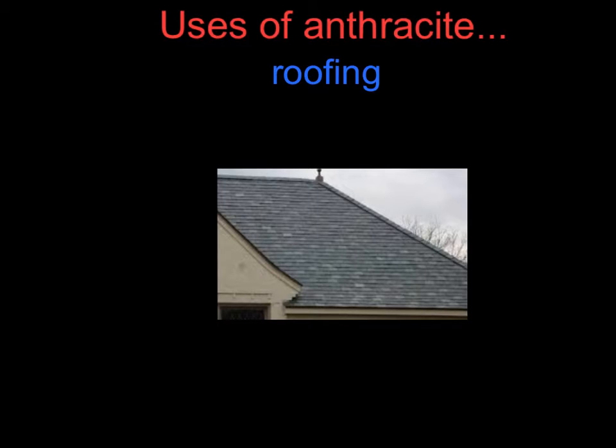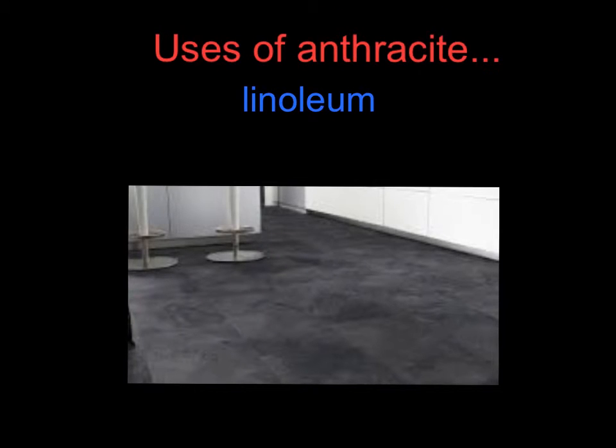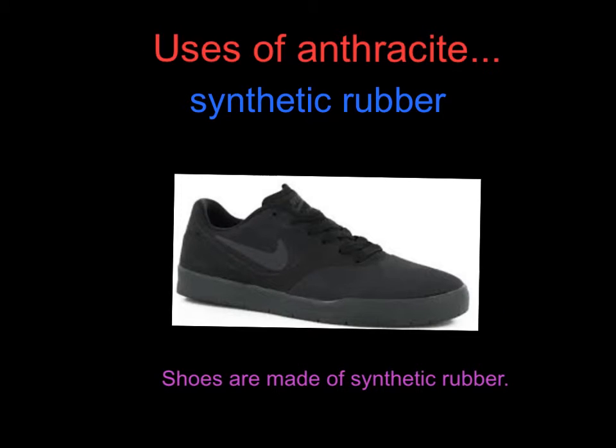And as you can see, this roofing has a grayish-black color, and you will see that in a lot of the products made from anthracite, and that is because anthracite, as you have seen before, is black or gray. Another use of anthracite is in linoleum, and as you can see, as we just talked about before, the linoleum has a grayish-black color. Another use of anthracite is in the making of synthetic rubber.